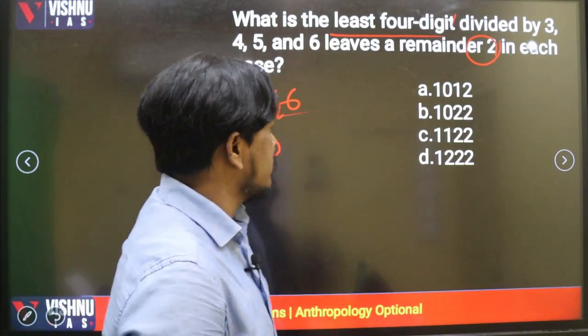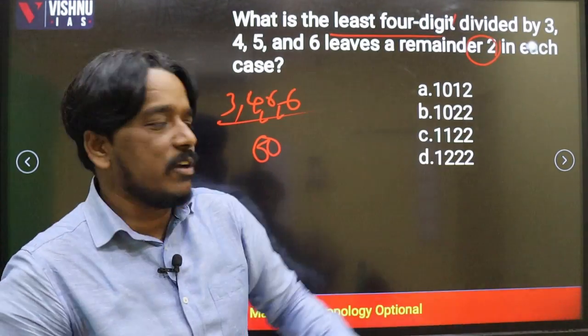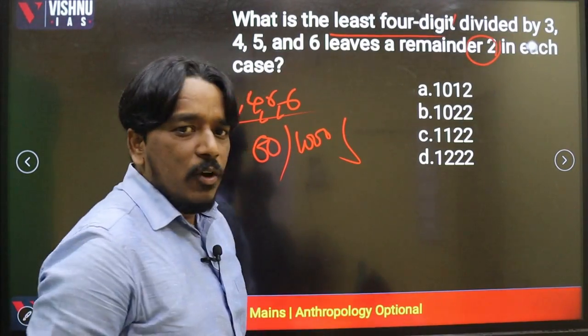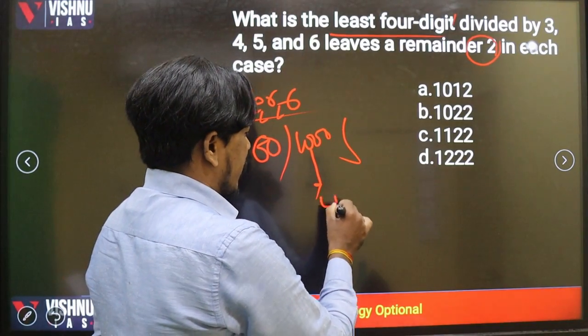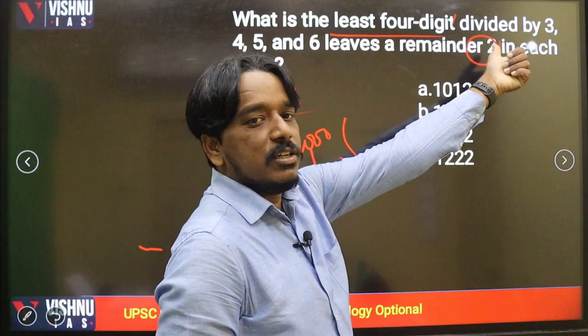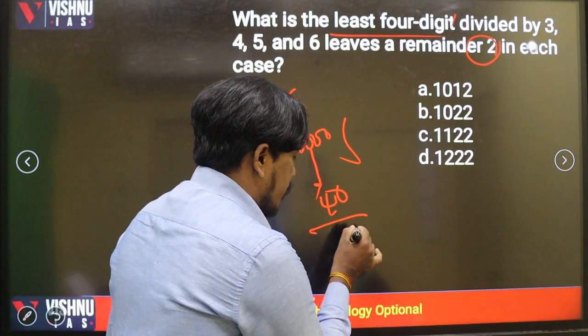After finding all these things, all these numbers are very near to 1000, so just divide by 1000. What remainder are we getting? If you simplify all these things, finally you will get remainder 40. But what we have to get is remainder 2. Clear?